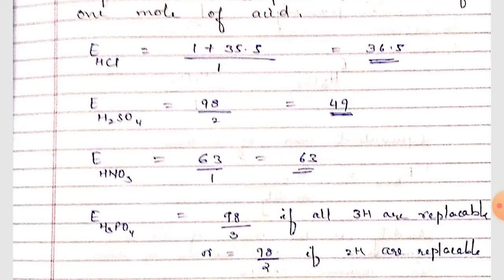For sulfuric acid, how many H plus can be lost? 2 H plus. So 98 divided by 2. The molecular mass of sulfuric acid is 98. So 98 by 2 is 49 as the equivalent weight. HNO3 has only 1 H plus as replaceable. So 63 by 1, that is 63.